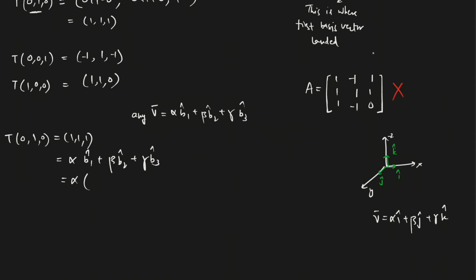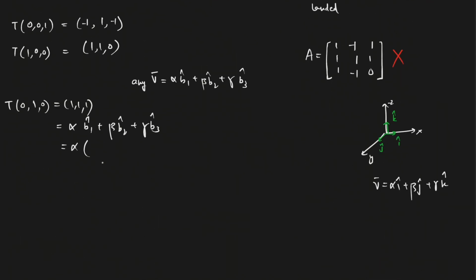So what is b1 hat? b1 hat is 0 1 0, plus beta times b2 hat, which is 0 0 1, plus gamma times b3 hat, which is 1 0 0, right? And this is equal to what? This is equal to 1 comma 1 comma 1, right?